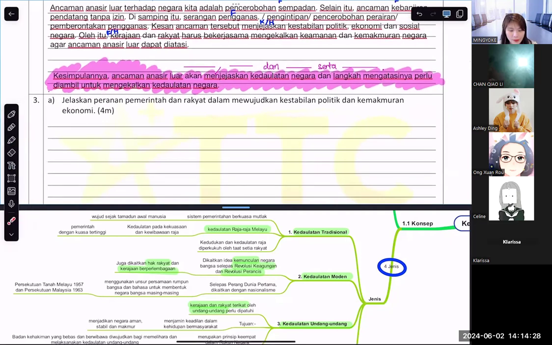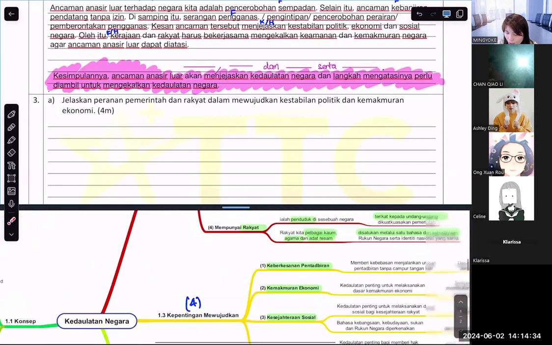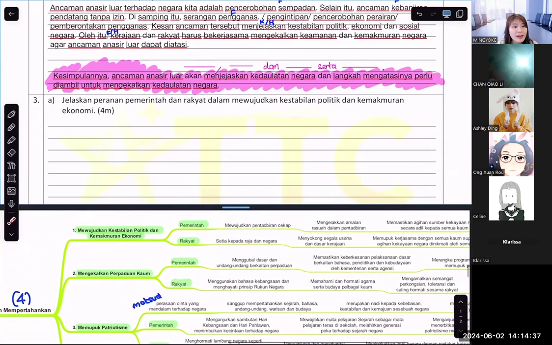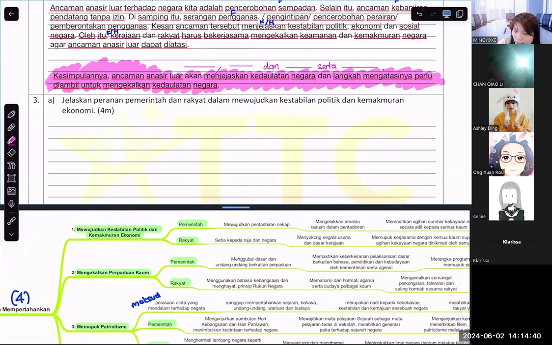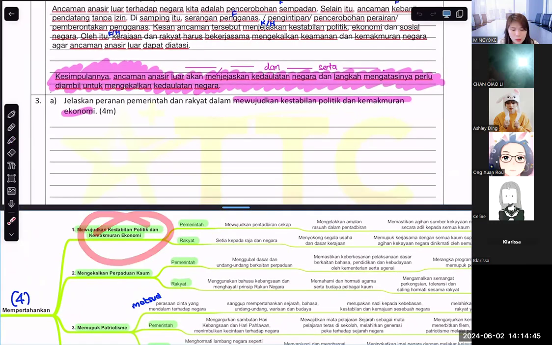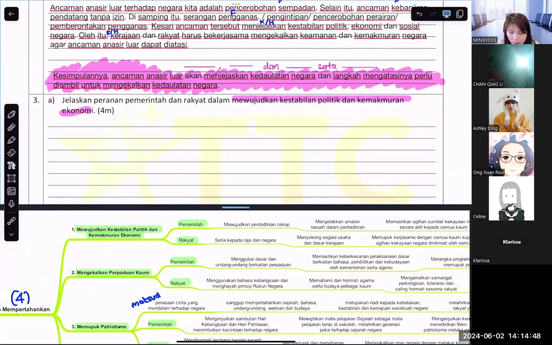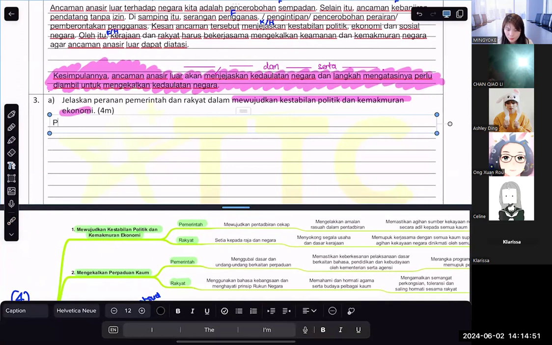Question number 3. Okay, according to jelaskan peranan pemerintah and rakyat, we come to here already. Which one is this? This one is regarding mewujudkan kestabilan politik dan kemakmuran ekonomi. So, you have to write lah. Peranan pemerintah dalam mewujudkan. If it's essay, you have to have kepala soalan. If it's essay, it's 100% you have to have kepala soalan.